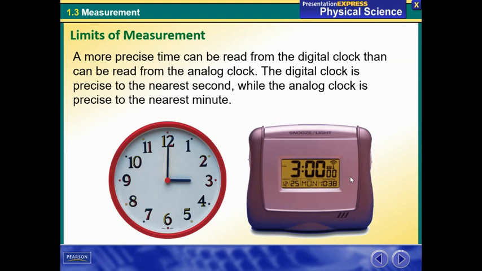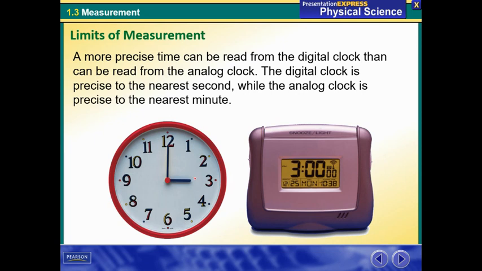This is not in your notes, but this is a good example of the difference between something that would not be considered precise and something that would be considered precise. It says the more precise time can be read from a digital clock. So over here on the right hand side, this is a digital clock. And then it says over here, then can be read from an analog clock. So your analog clock is the one on the left.